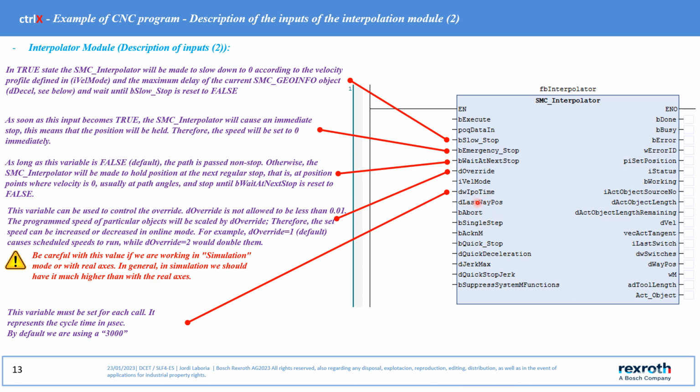The WI post time. This variable must be set for each call. It represents the cycle time in microseconds. By default, we are using 3000 in the example.